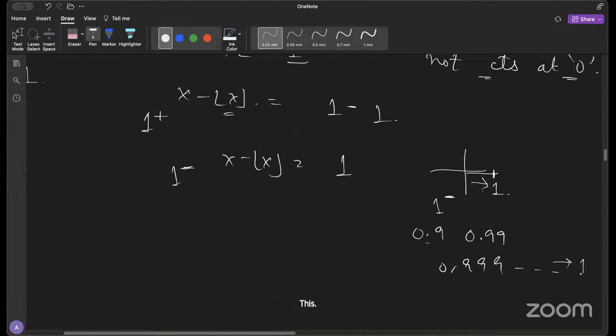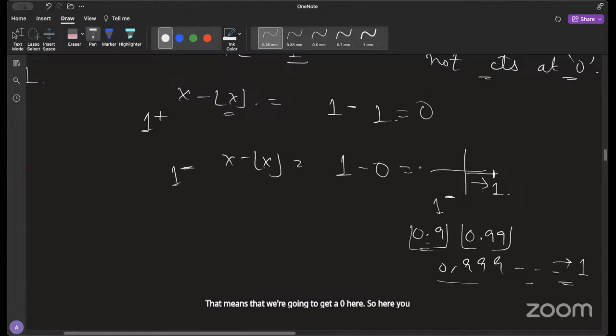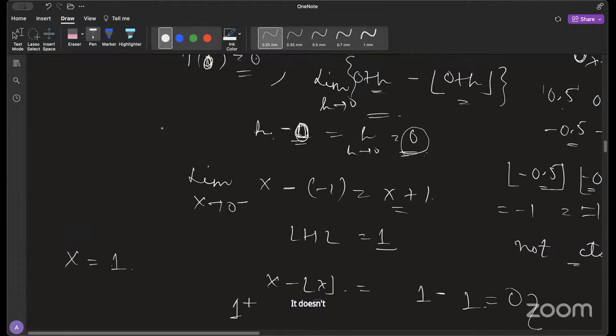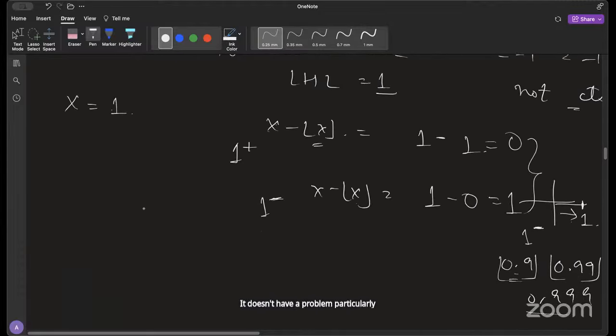This is going to 1, right? So if you take the greatest integer of 0.9, you're going to get 0. If you take the floor function, you'll get 0, for each of these you will get 0. That means you're going to get a 0 here. So here you get 0, there you get 1. The limit is again not the same, and that happens for every integer. It doesn't have a problem particularly at 0 and 1, it has a problem at every integer.